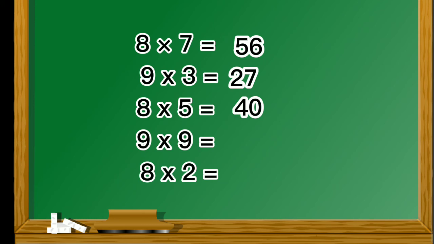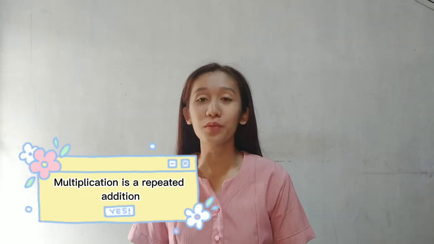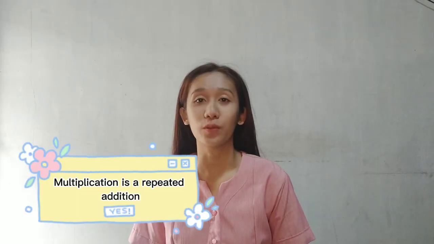Number 4, 9 times 9 is equal to? Yes, very good, 81. Number 5, 8 times 2 is equal to? What is your answer? If your answer is 16, you're right. Very good. Always remember that multiplication is a repeated addition.